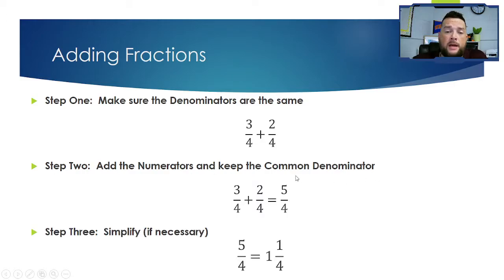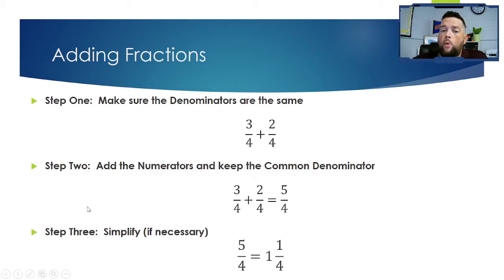And step 3 is to simplify the fraction once you're all done. In this case, 5/4 is an improper fraction. And by the way, we're going to talk about converting improper fractions to mixed numbers at the end of this lesson, and then mixed numbers back to improper fractions. You want to simplify if necessary. It's not always necessary, but in this case it is.